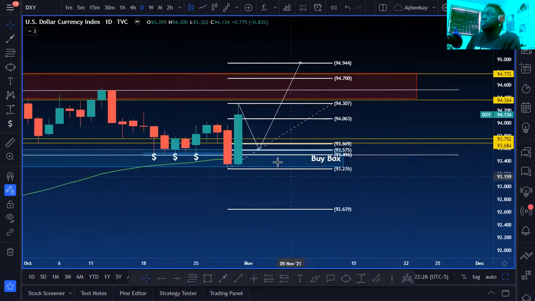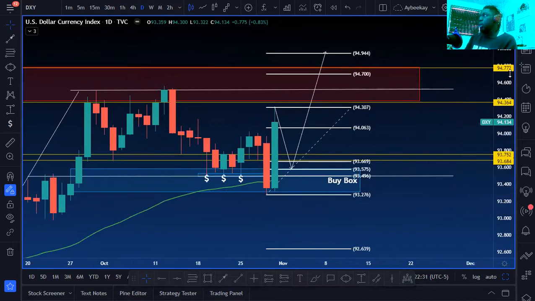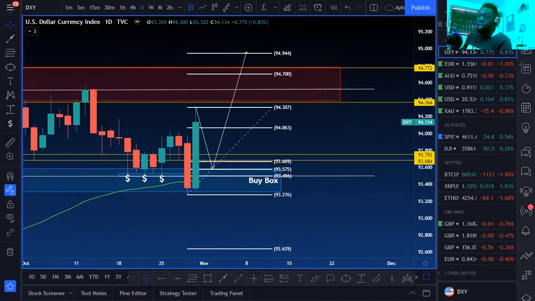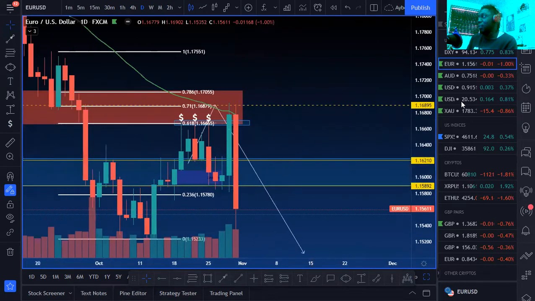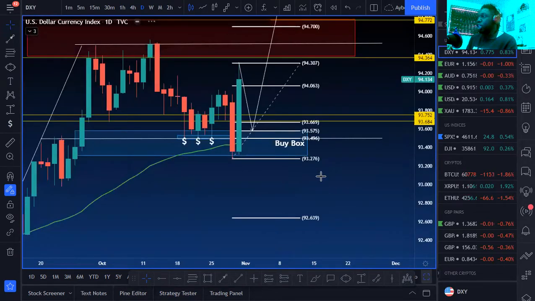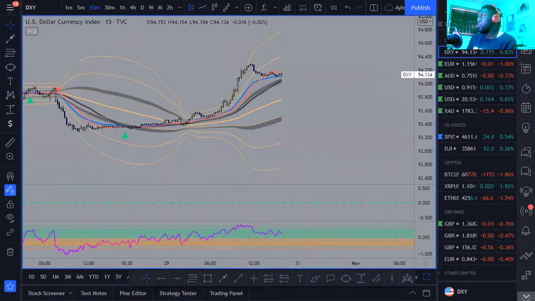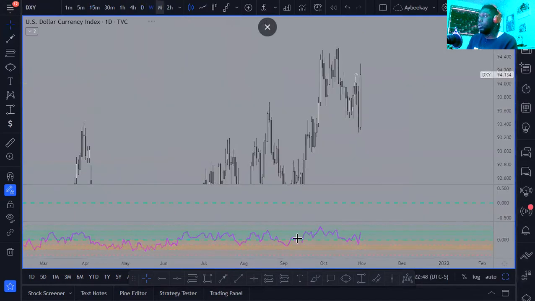So anyways, I'm definitely looking for EU, GU to drop, and then I'm looking for UCAD, UCHF, UJ. I'm actually going to take a look at USDJPY. I was looking at it on Friday. Let me go ahead and check on arbitrage, because this is something I didn't check out.